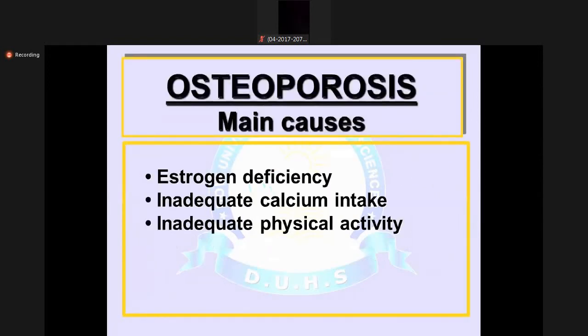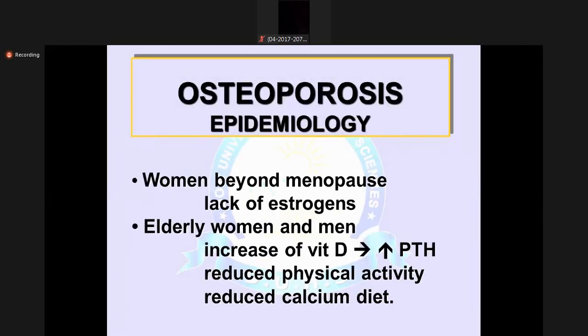So osteoporosis, the main causes you can enlist: it can be due to estrogen deficiency, inadequate dietary intake of calcium, that is inadequate intake of milk and all the dairy products, and inadequate physical activity. So these are the main factors which become the cause of this osteoporosis. The main ones are the estrogen deficiency, inadequate calcium intake, and inadequate physical activity.